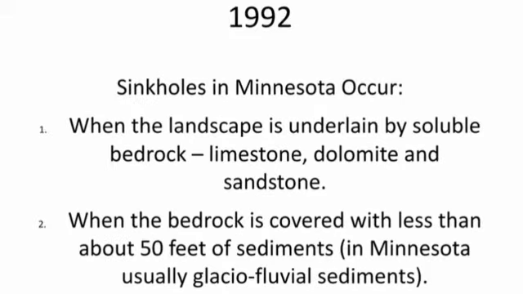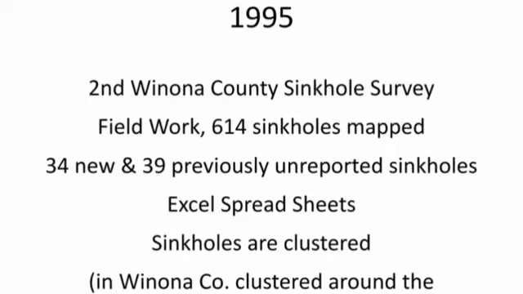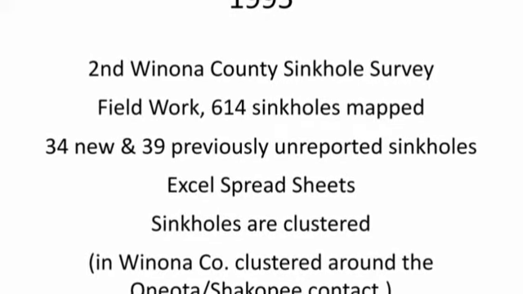This was before a whole bunch of tools we use now. In 1992, we realized that sinkholes occur whenever the landscape is underlain by soluble bedrock, limestone and dolomite, and sandstone, and when the bedrock is covered by less than 50 feet. This enabled us to start drawing maps of where the sinkholes occurred. First you had to find them, and then you had to see the systematics behind them. This is the early version of this map. Basically, this is the area underlain by limestone with less than 50 feet of soil cover on top of it.